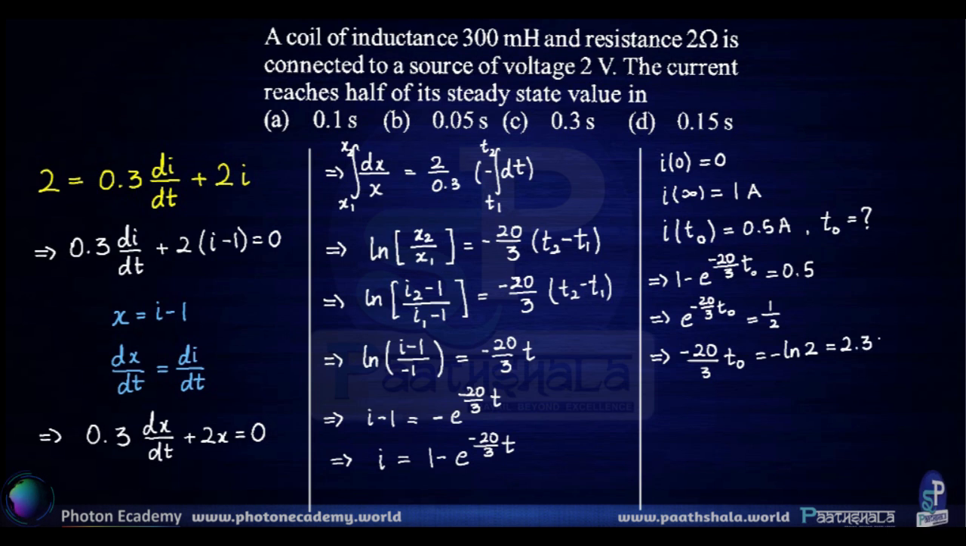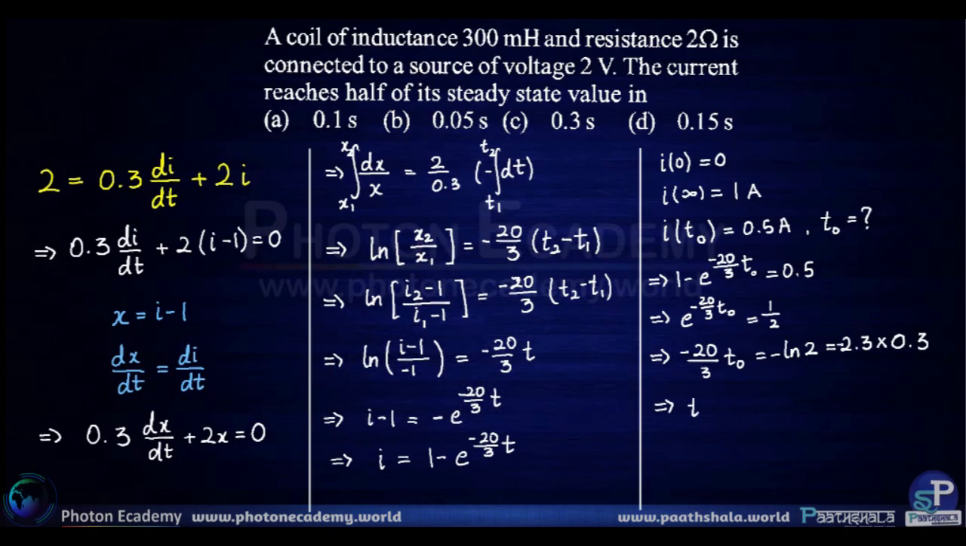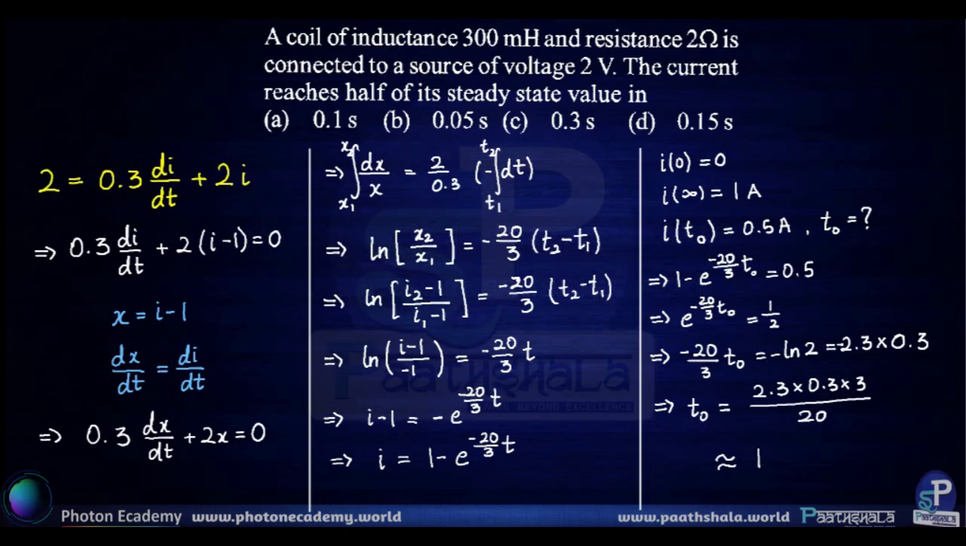2.3 into 3 into 0.3 approximately, and we have a negative sign there. So t0 is equal to 2.3 into 0.3 into 3 divided by 20, and this is approximately equal to 10 to the power minus 1, or 0.1 seconds. And hence option A is the answer.